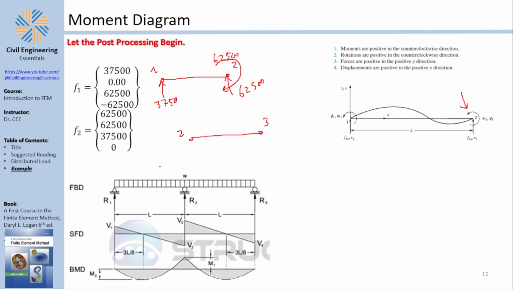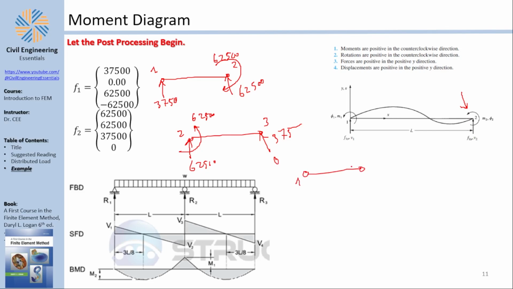Going to element number 2, what do we have? For element number 2, I have a force here of 62500, and I have a moment here of also 62500 positive, so counterclockwise, and I have at point number 3 a force going up of 37,500 and a moment of 0. Great. Now, how do I draw the moment diagram?